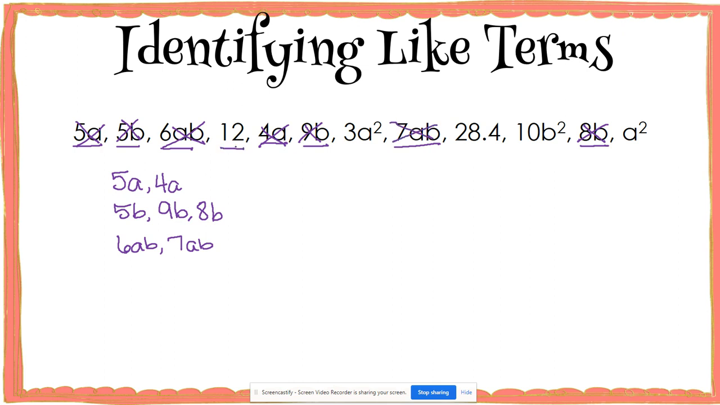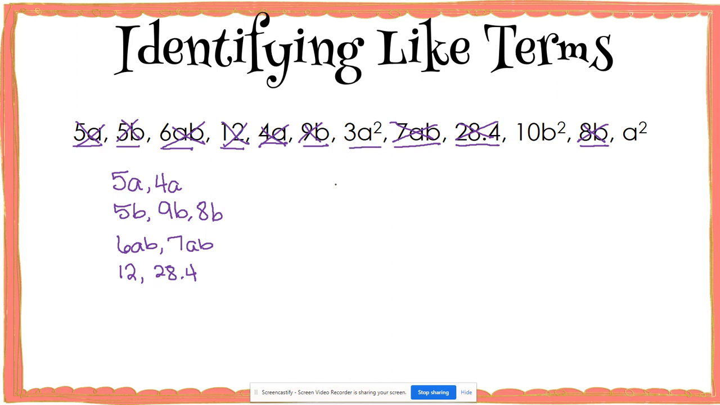Next I have 12. I notice that 12 does not have any variables with it, and that's because 12 is a constant. All constants, which are terms that do not have variables, are considered like terms. So I'm going to look for any other term that also does not have a variable. So 3a to the second has a variable, so it cannot be a constant. And then 28.4 does not have a variable, so 28.4 is a constant. So that means that 12 and 28.4 can be combined. They are like terms.